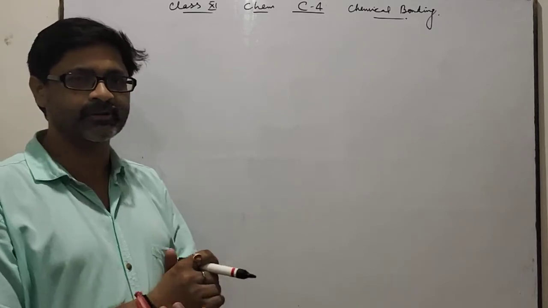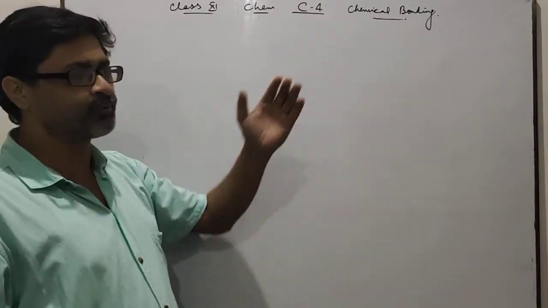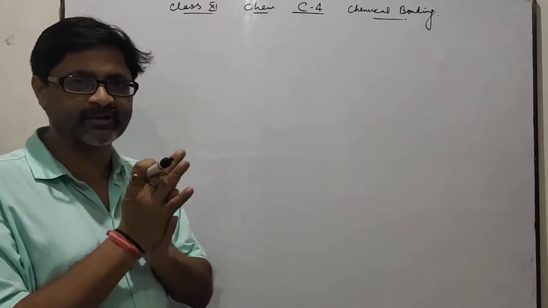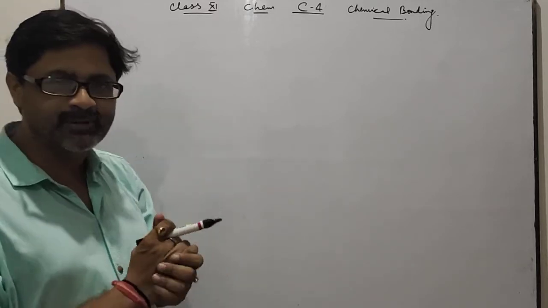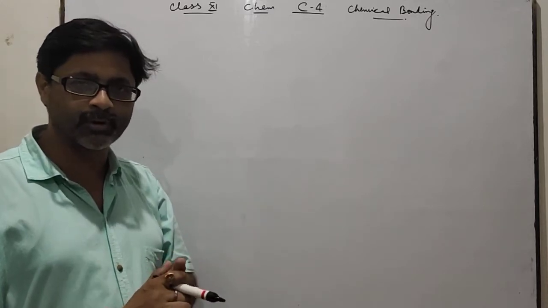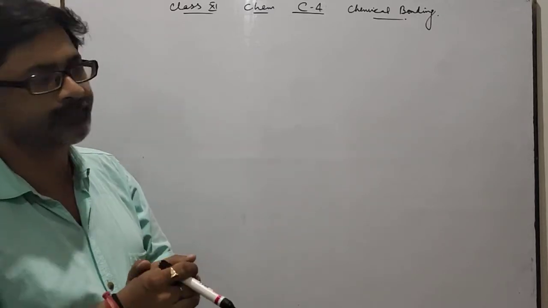I am going to discuss chapter 4 of your chemistry, chemical bonding. In this chapter, I have already discussed various topics. You know that chemical bonds are of three types: ionic bond, covalent bond, and coordinate bond.